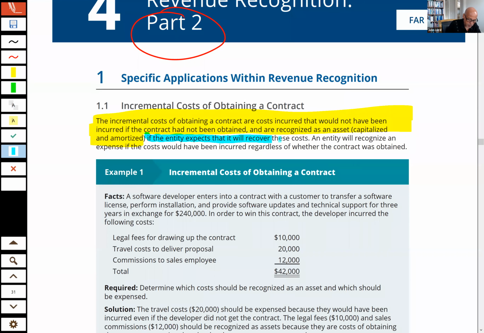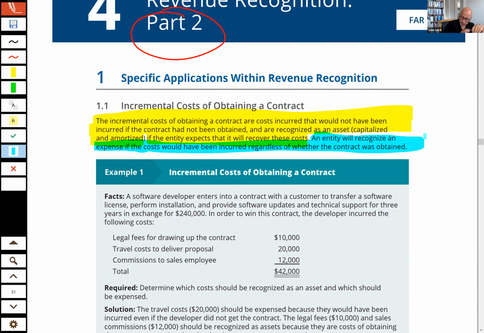If the entity expects that it will recover these costs, an entity will recognize the asset. That's part of that last sentence there. And then an entity will recognize an expense if the cost would have been incurred regardless of whether the contract was obtained. So you look at that and you think, oh, wow, that's a really complicated rule. And if you think of it from the standpoint of an accountant, it makes complete sense, right?